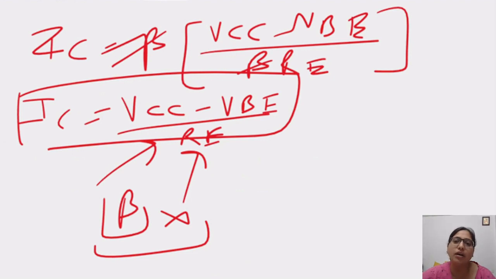If I talk about fixed bias, it has very poor stability, and if I talk about the emitter bias, it has very good stability compared to the fixed bias circuit.